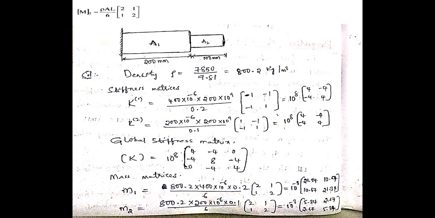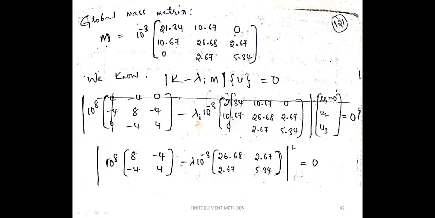Once you get the consistent mass matrices for the first and second elements, you have to combine M1 and M2, similar to the global stiffness matrix approach. Once you combine M1 and M2, you will get the global mass matrix. The global mass matrix we obtained here is 10 power minus 3 into the 3 by 3 matrix [21.34 10.67 0; 10.67 26.68 2.67; 0 2.67 5.34].